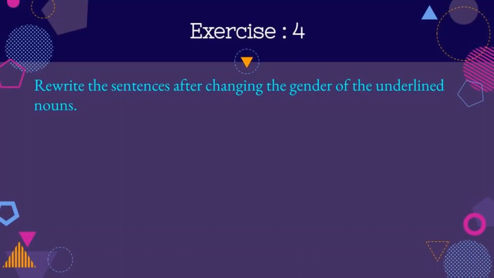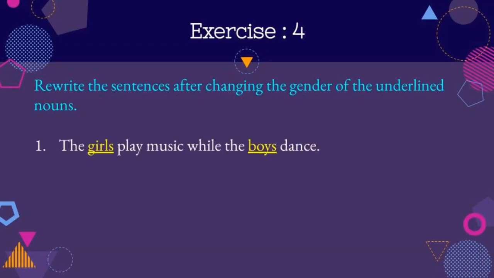Okay students, now we are going to do fourth exercise, that is rewrite the sentences after changing the gender of the underlined nouns. What we have to do means, here they given some sentences with underlined nouns. First of all, we have to change that underlined noun and then rewrite the sentence. Okay, let us do the first one. Look at the first sentence. The girls play music while the boys dance. This is the first sentence.